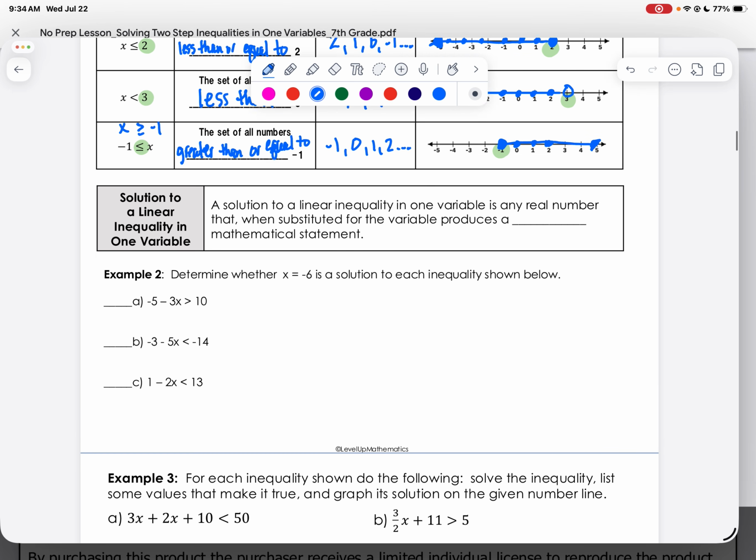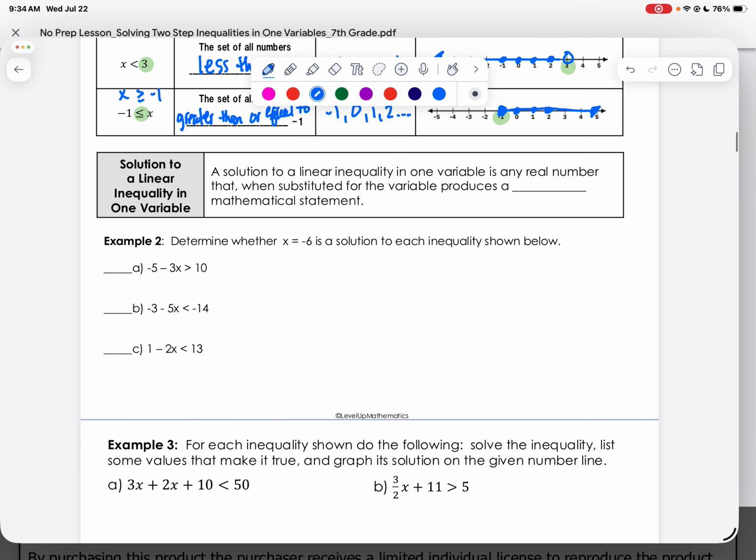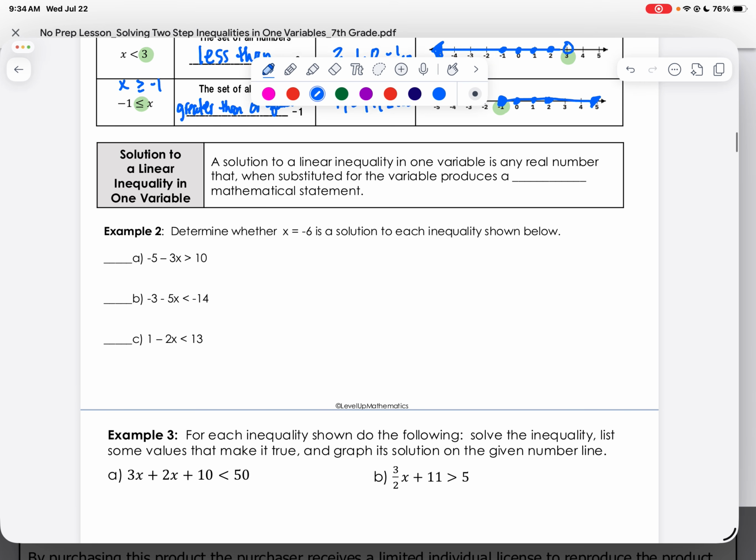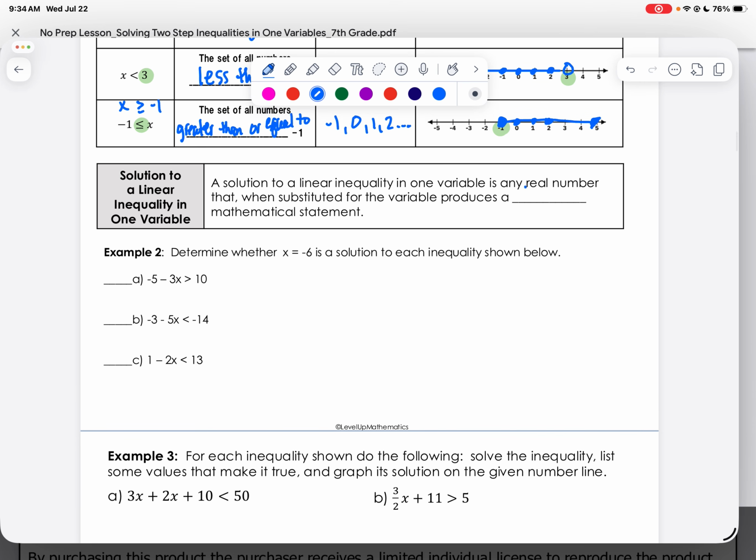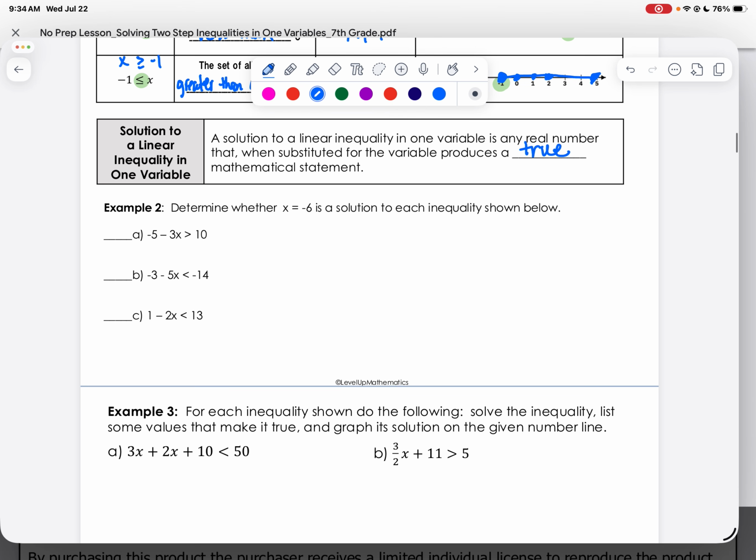Now, a solution to a linear inequality in one variable is any real number that when substituted for the variable produces a true mathematical statement. So let me show you how that would work. In example 2, it says determine whether x equals -6 is a solution to each inequality shown below. So let's start with the first one. -5 minus 3x is greater than 10. I want to know, is -6 a solution to that inequality?